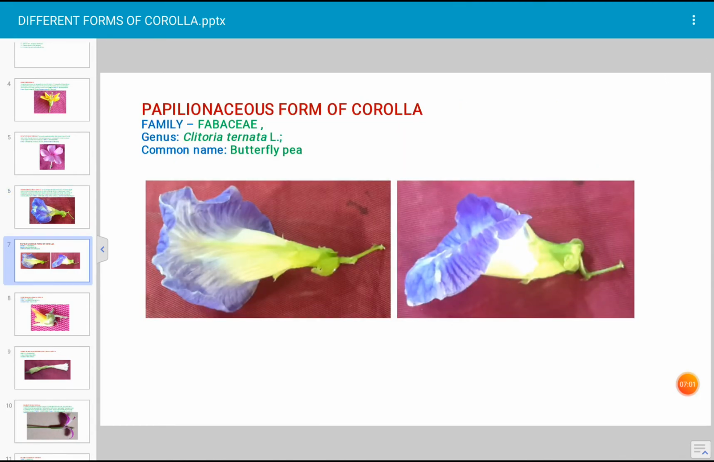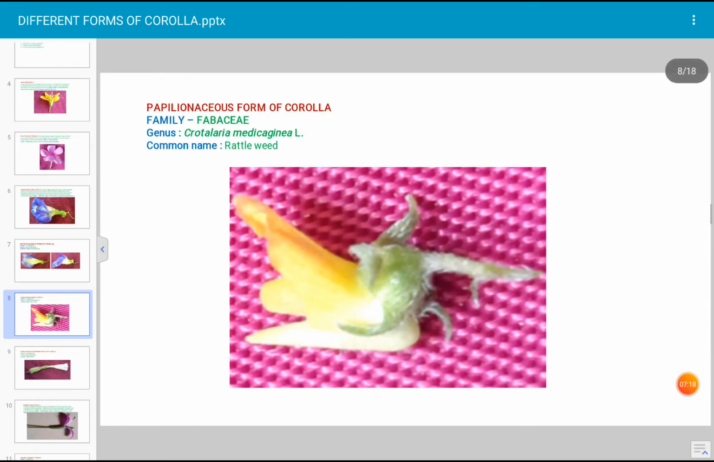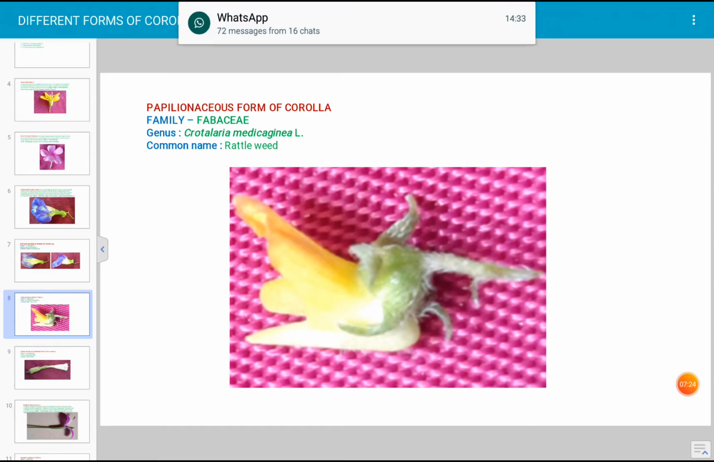These are the views of the flower, just as we have seen, and views of butterfly pea flower. Its botanical name is Clitoria ternatea, family Papilionaceae or Fabaceae. This is also one more Papilionaceous form of corolla from the family Fabaceae or Papilionaceae. The genus is Crotalaria. The flower is of rattleweed.